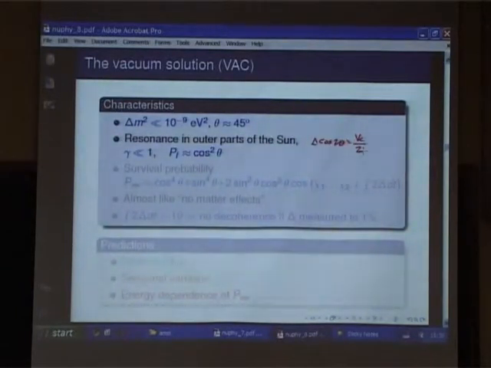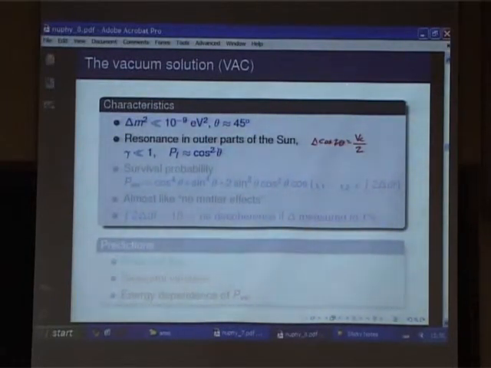If you remember, gamma had delta n square over 2e. Here delta n square is very small, 10 power minus 10. So gamma is very small. Therefore, this resonance is very non-adiabatic. And for non-adiabatic resonances, PF is simply cosine square. This is all. These two limits are very important.